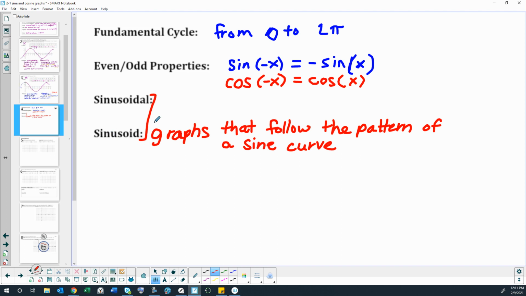Okay, so our cosine sinusoidal, do cosine graphs look like sine graphs? Yes. The answer to that is yes. So cosine graphs and sine graphs are both sinusoidal. So sine and cosine graphs, we call both of those sinusoidal.